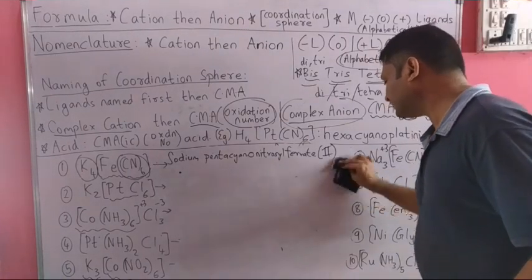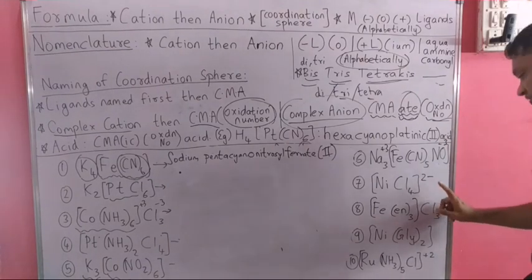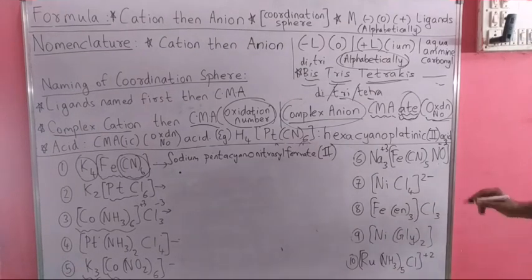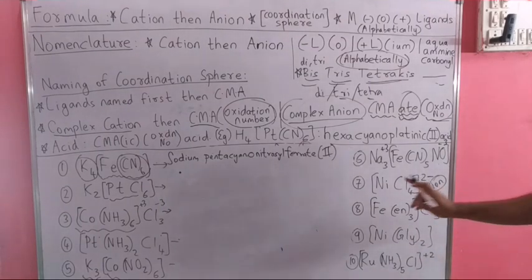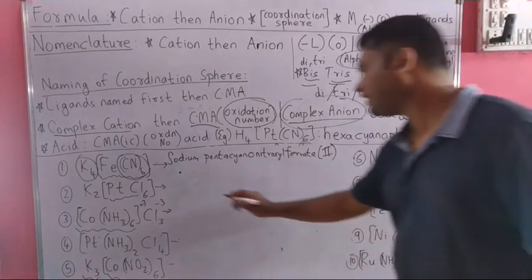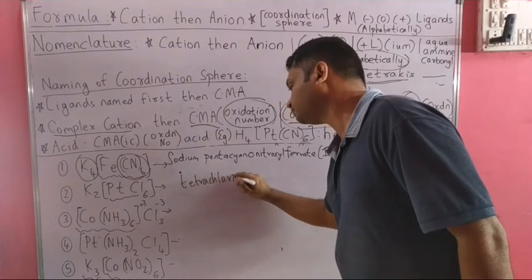Then after this, let us go to the 7th example. In the 7th example, if you see carefully, it is an ion. The 7th and 10th examples, both of them are ions. So we will write the ate suffix at the end. So let us see how to name this. In this case, we have 4 ligands. So we will write tetrachlorido.